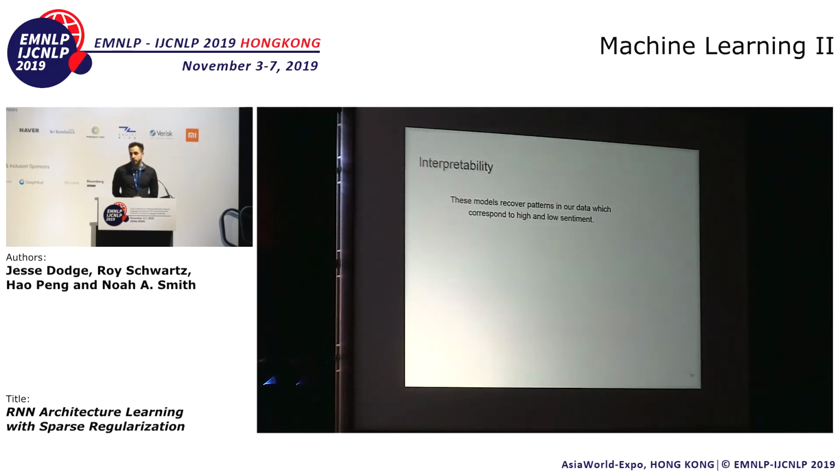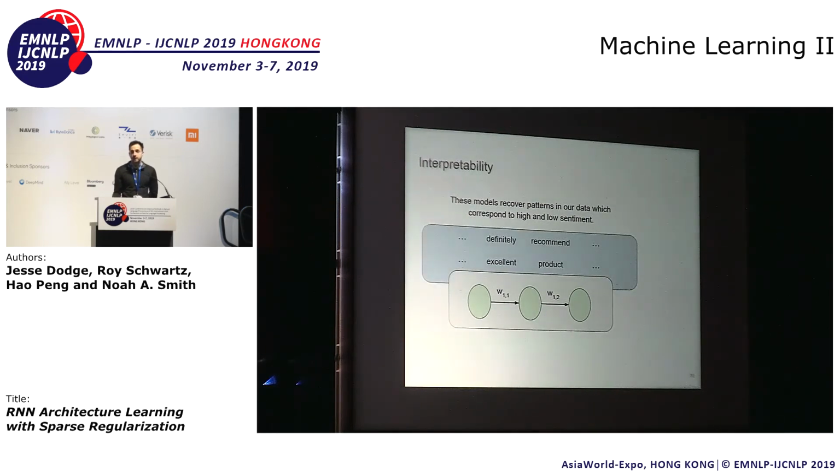One additional advantage of sparse rational RNNs is that they can be human interpretable. And what I mean by that is that these models recover patterns in our data which correspond to high and low sentiment. So if we look at a single WFSA from our set, then we can find strings to which it predicts high sentiment. For example, definitely recommend or excellent product. And those which it predicts have low sentiment, such as very disappointing or was defective. We have more of this kind of analysis in our paper. You can check there.